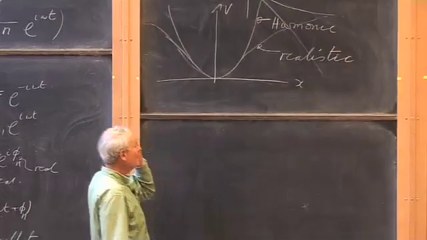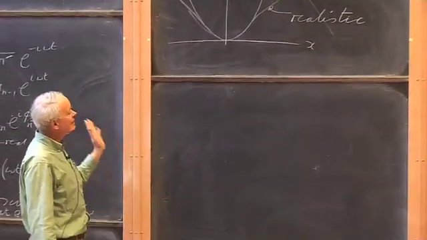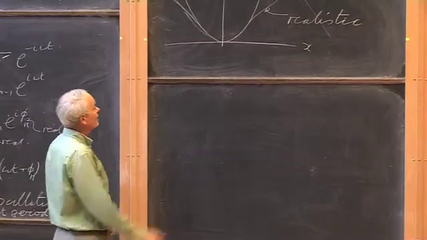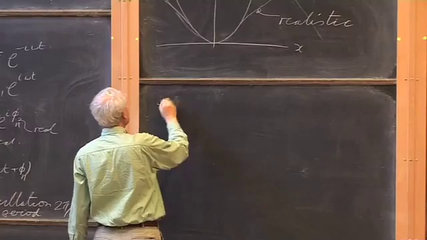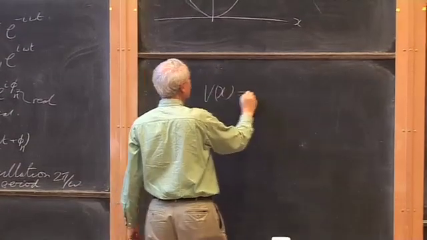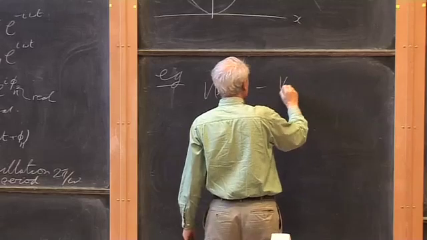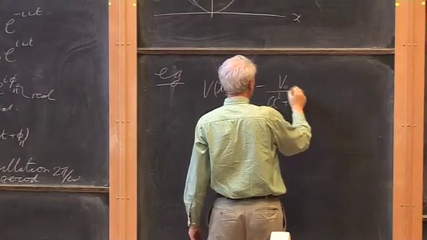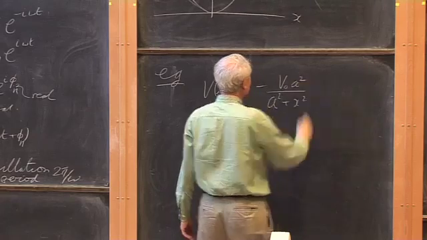So what we should do is investigate what quantum mechanics has to say about more realistic oscillators. Let us take, so this is just an example, supposing we take V of x is minus some constant over a squared plus x squared, and I suppose we need an a squared on top to get the dimensions straight.